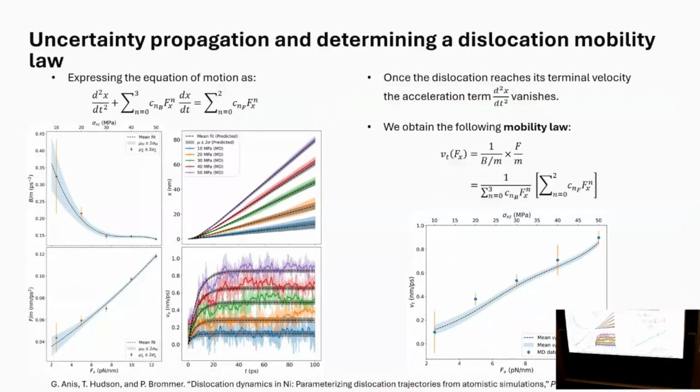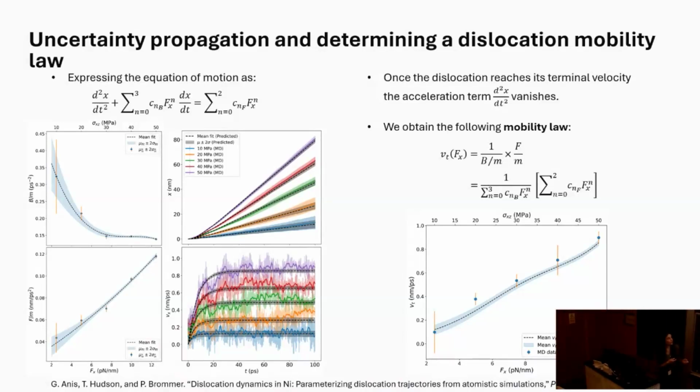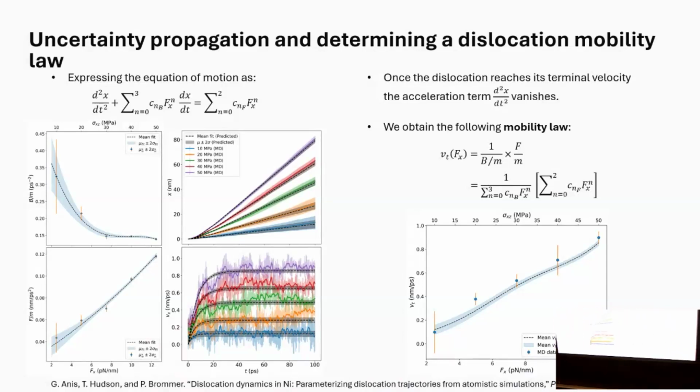We can learn the dependence of these dimensional parameters on the applied shear stress. We can fit simple polynomials to them and then put that into our equation of motion. And we can then sample these coefficients. To get a mobility law, we essentially consider what happens beyond the initial acceleration phase that the dislocation goes through, so as this acceleration term goes to 0.